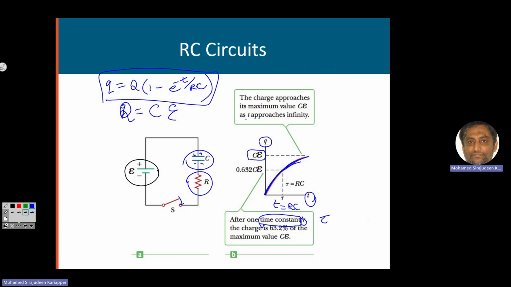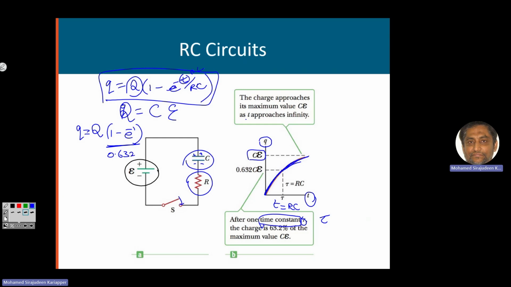So it's an important concept in RC circuits. Okay, you should know what we mean by the time constant. It is equal to the product of the resistance and the capacitance. At that time, what happens if we substitute here t equal to RC, you will see the charge will be equal to the maximum charge it will eventually reach times 1 minus e to the power of minus 1, because RC over RC becomes 1. If I calculate this value, it will be 0.632.